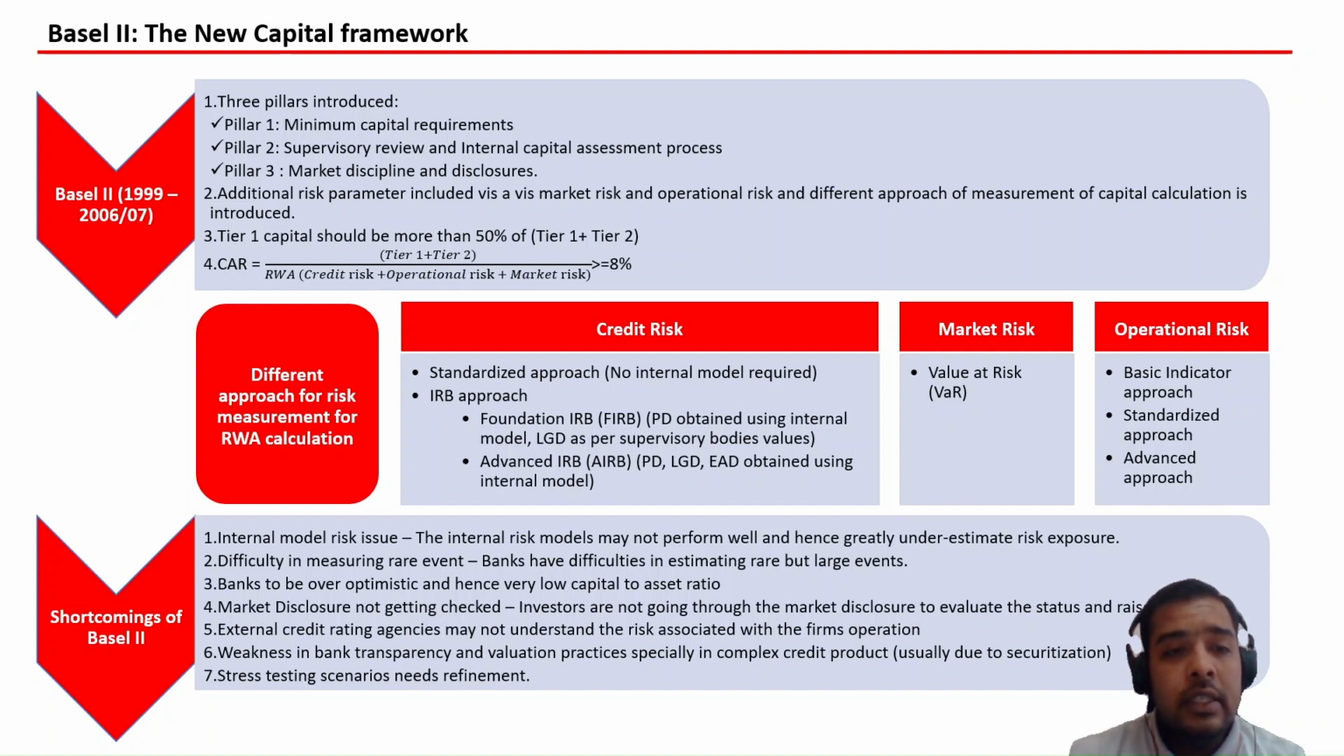Also, one change has been mentioned: Tier 1 capital should be more than 50% of the overall Tier 1 plus Tier 2 capital. These are the key updates that have been recommended in the Basel II guidelines.